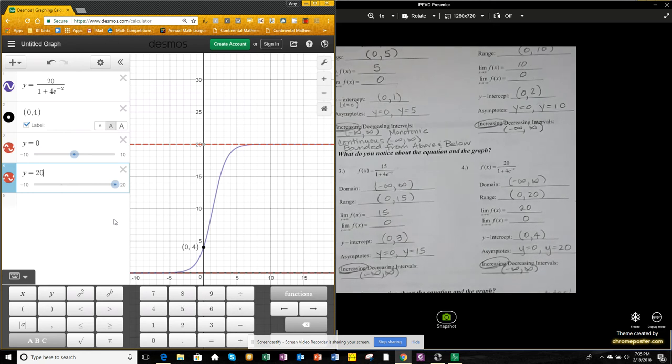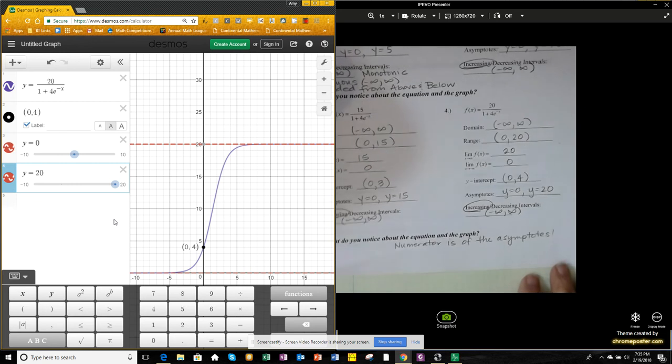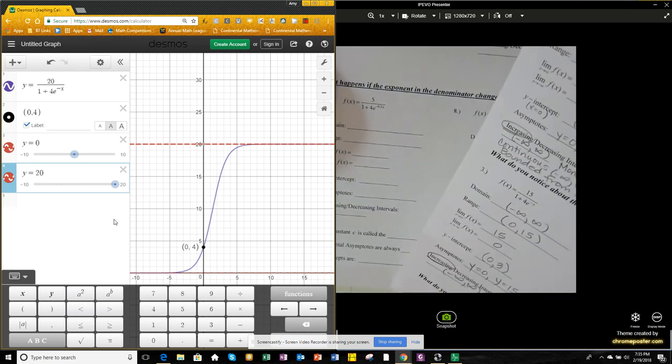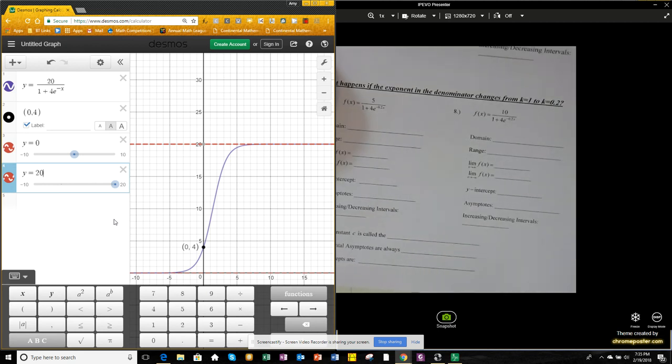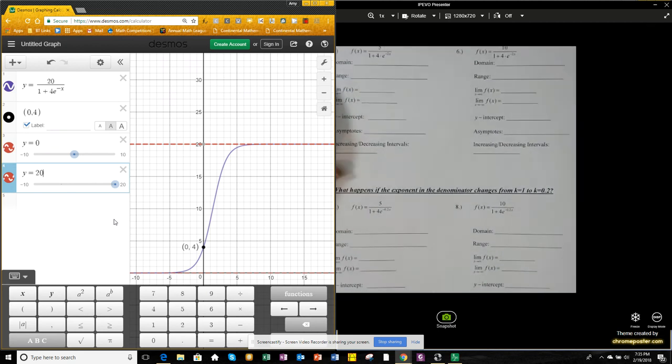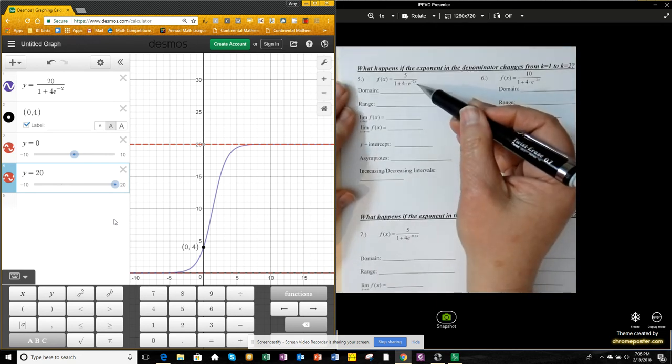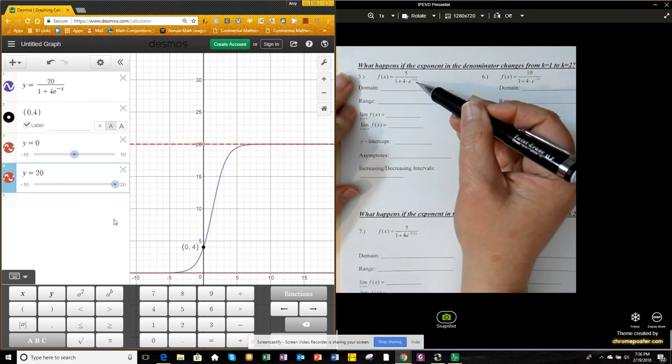That's what I noticed right away. All right, let's move on and see what happens when we change the exponent from negative x to negative 2x.